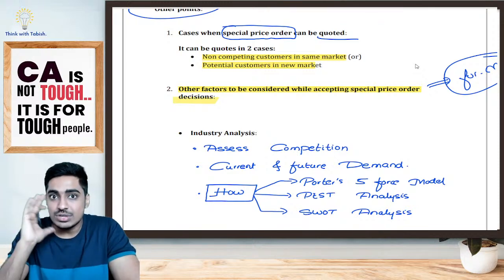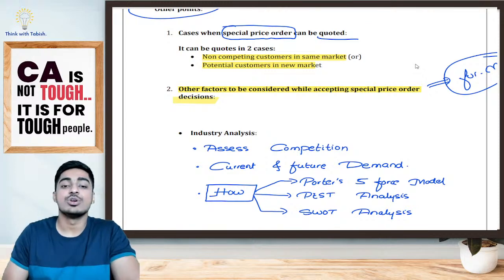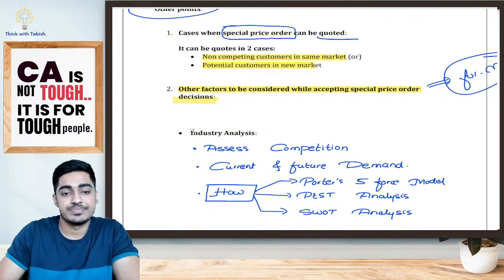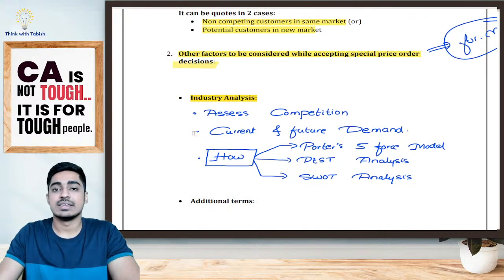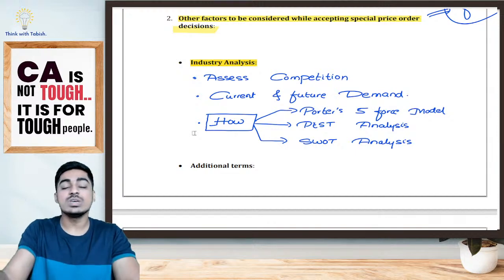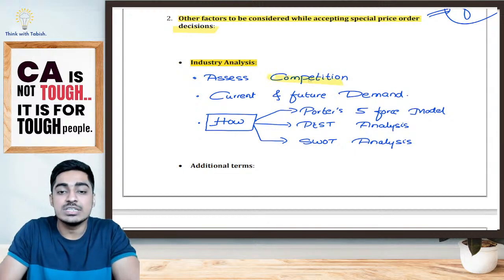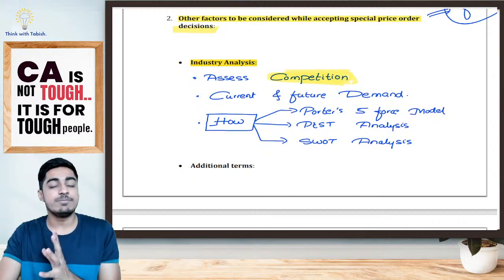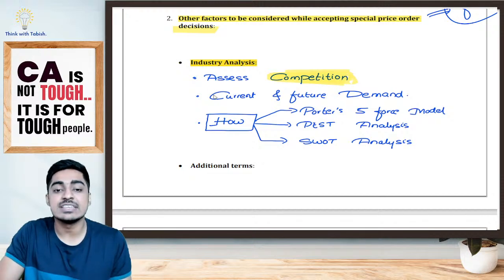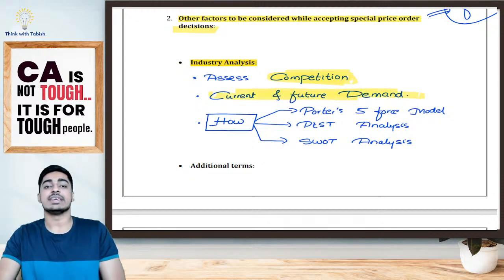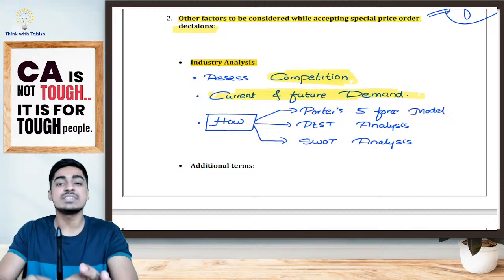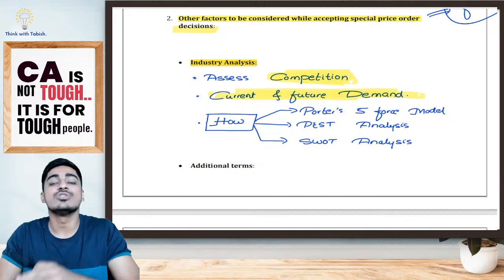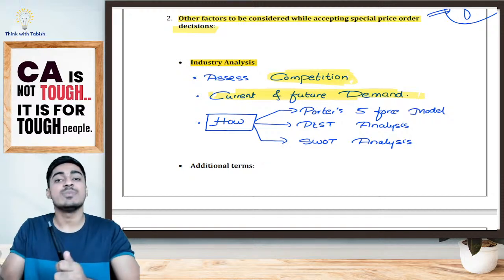Now, what all things do I need to keep in mind when I'm selling at a special price to a foreign customer? Firstly, the industry analysis. How is the industry there? I need to assess the competition, whether it is strong or weak. Can I enter, or is it difficult to make an entry? I need to assess the current and future demand. How much is the demand for these pens at present, and in future? Because if it is a saturated market, there is no point. But if it is an emerging market, I can go there and make an impact.